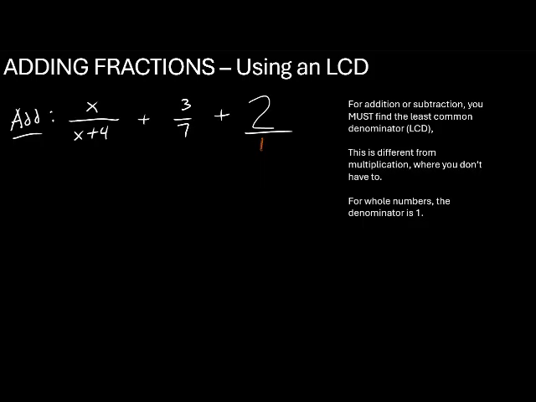Now let's examine our denominator. Our first denominator, x plus 4, is a binomial. Our next denominator, 7, is a monomial. And of course, the number 1 is also a monomial. If you're dealing with both monomials and binomials, the easiest way to get a common denominator is to multiply all of the terms together.